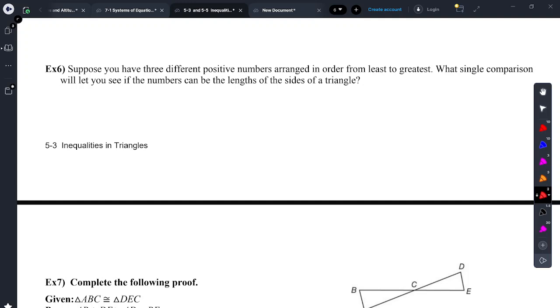All right, suppose you have 3 different positive integers. So let's call the integers a, b, and c. Yeah? Arranged in order from least to greatest. So you're saying a is smaller than b is smaller than c, right? Yeah, that's what you're saying. A is less than b is less than c. What's one thing I could write to prove that it's sides of a triangle? What's one equation I could write? A plus b has to be greater than c. Easy enough?